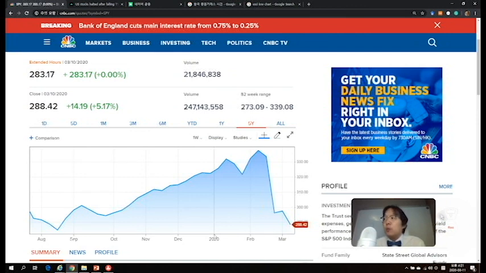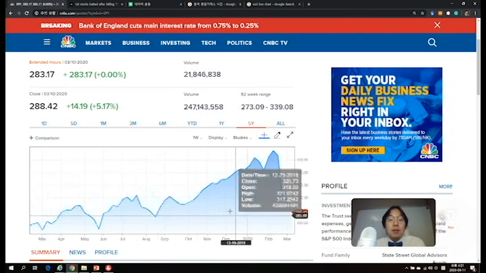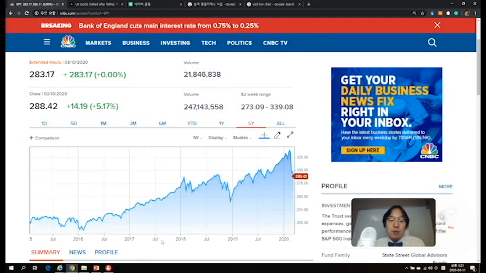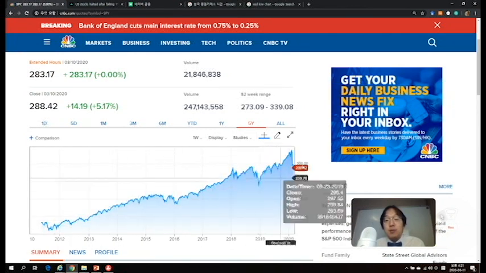Okay, and then afterwards we saw a lot of quantitative easing, and all these efforts were done. So that's why over the last 10 years, okay, we've been having this kind of stock market rallies, especially in the United States.